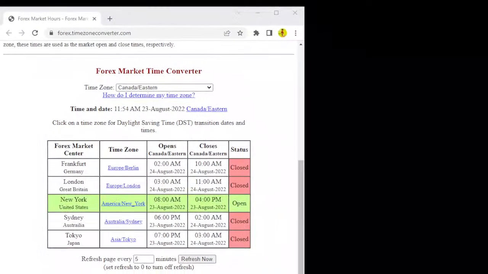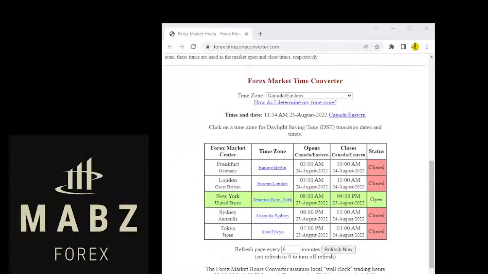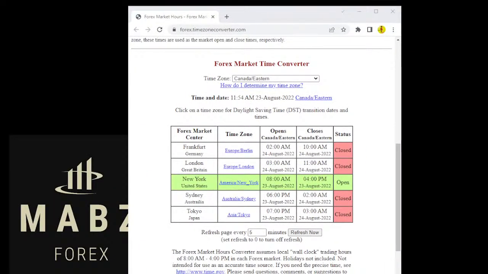There's a website that you can actually go to. It's called forextimeconverter.com. On this website, you can see when the different trading sessions start. I'll show you how it works just now, because there's a lot of confusion about what to trade and things like that.